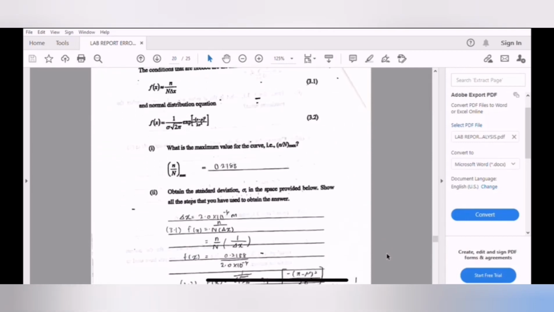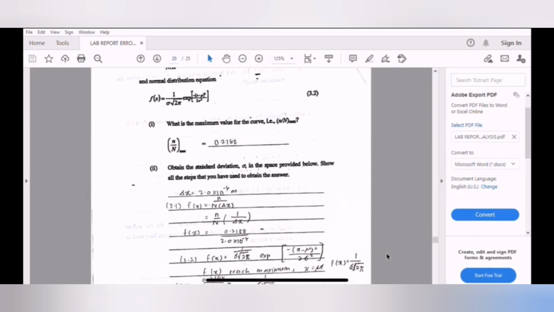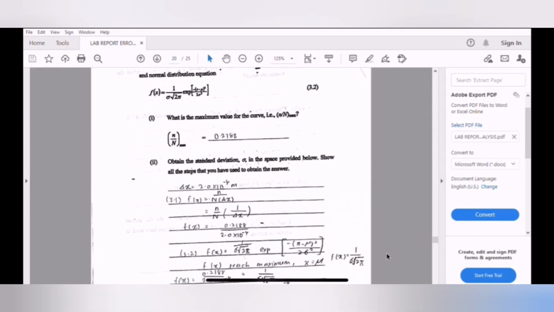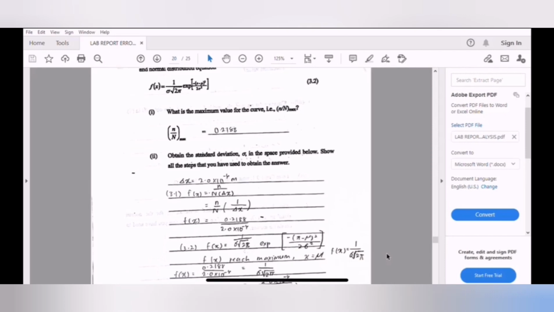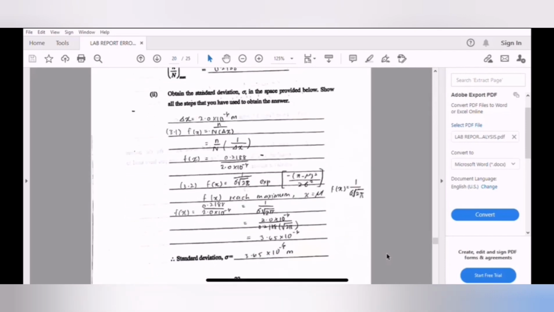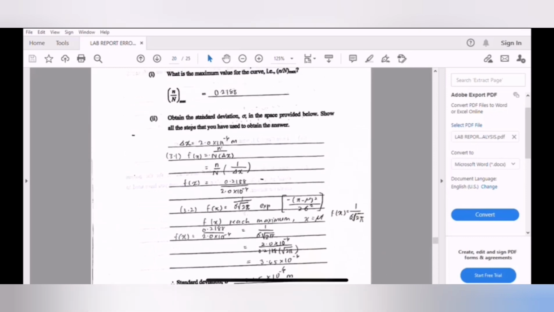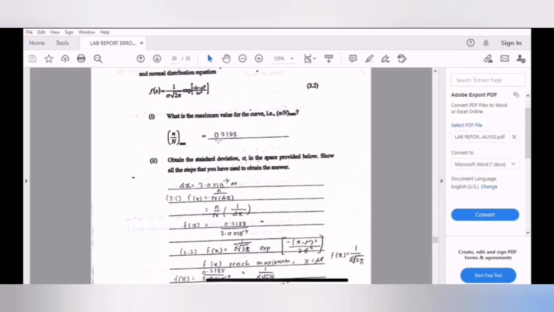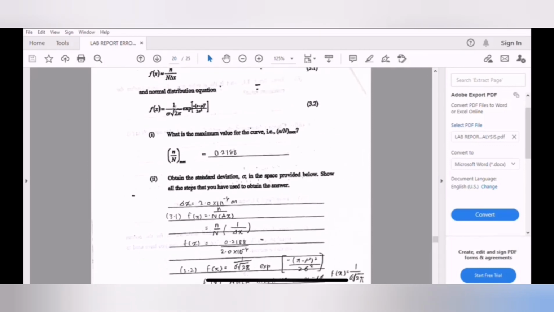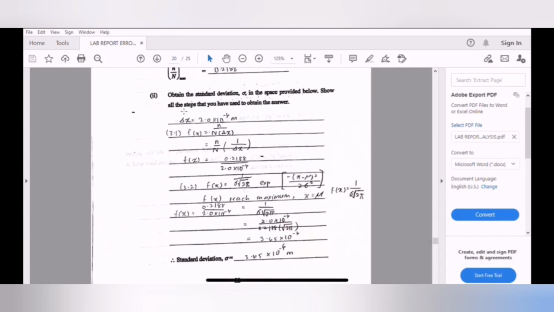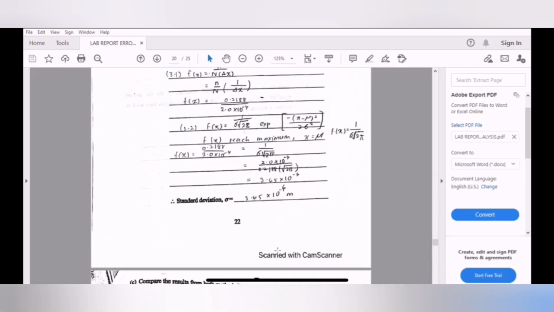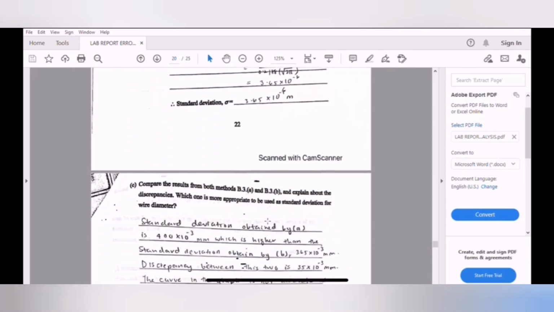So what is the maximum value for the curve? We could say it is 0.211, which is n over n. So for the standard deviation sigma, this is how we obtain it from the formula up here. We just have to modify the formula and substitute a few pieces of information and data that we have, and hence we could obtain the standard deviation again.